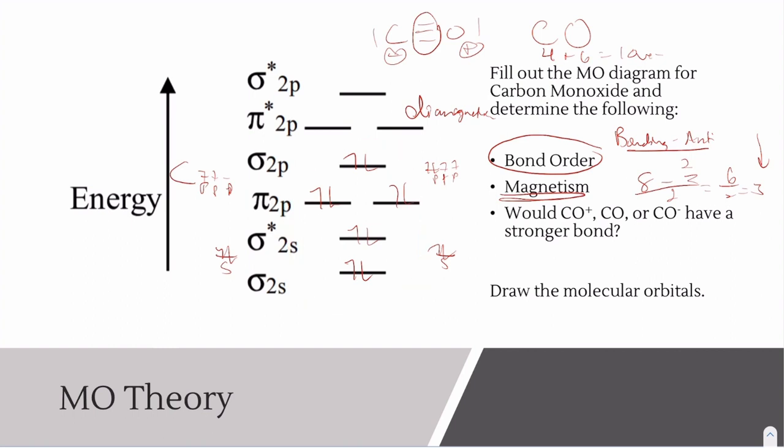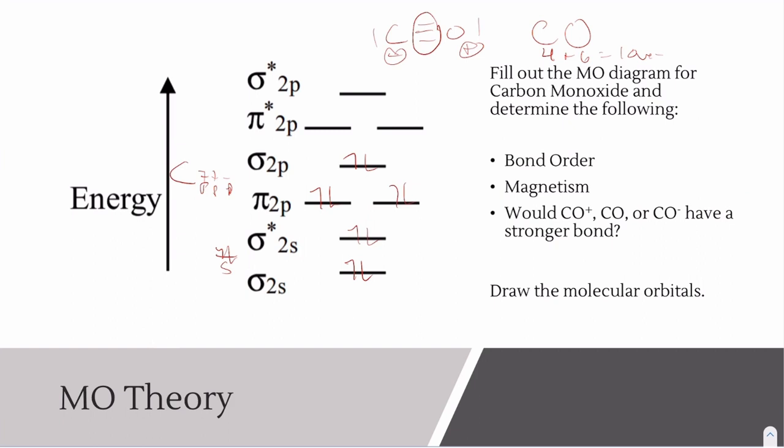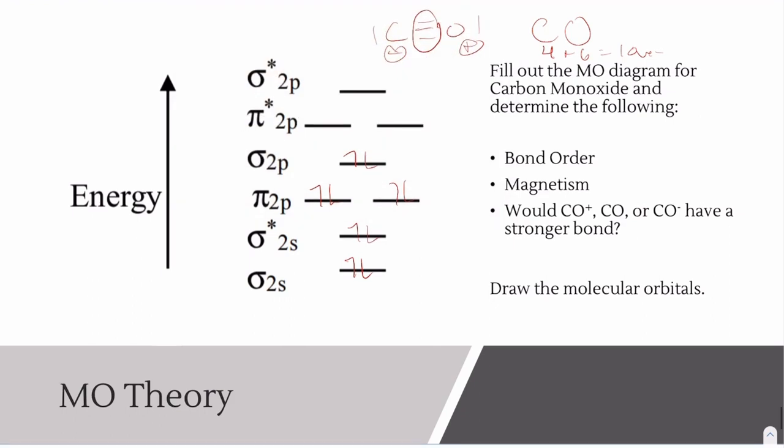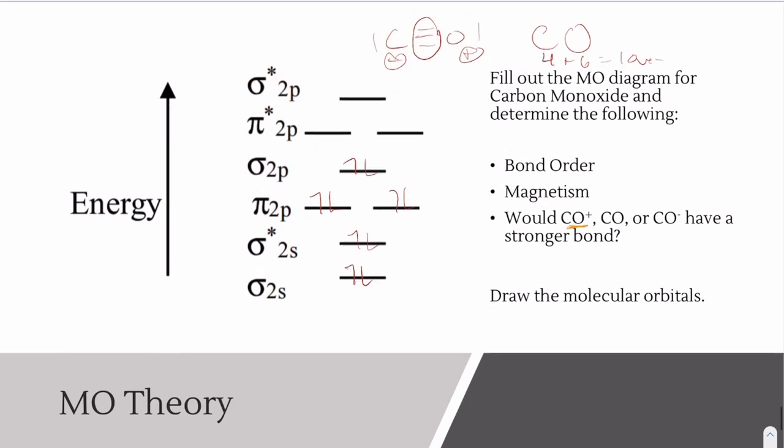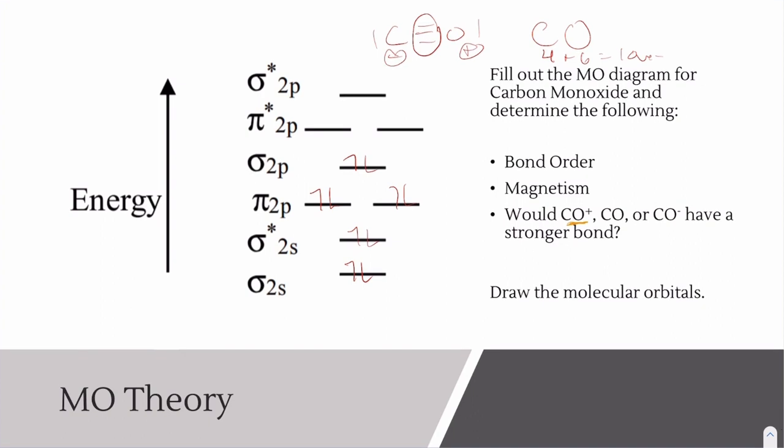So now they're asking us, if we're comparing this to the ionic versions of carbon monoxide, like carbon monoxide plus or carbon monoxide minus, which ones would have the stronger bond? So I can look at the molecular orbital diagram. I'm going to change the color here. Let's say I'm doing this for carbon monoxide plus. That means I'm going to be taking away an electron, okay? Now, if I do that, that means I decrease the number of bonding electrons. So now it's going to be 7 minus 2 over 2, which is 5 over 2, which is 2.5.